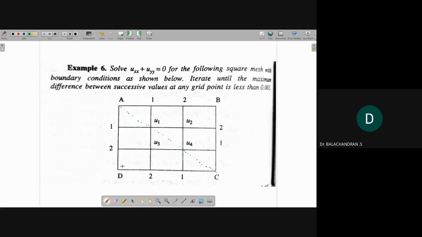Similarly, if you look at this other diagonal, you can see here 2 2 1 1 and 1 1 2 2, and hence u1 equal to u4. So using the symmetry of AC, we observe that u2 equal to u3. From the line of symmetry of BD, we observe that u1 equal to u4.